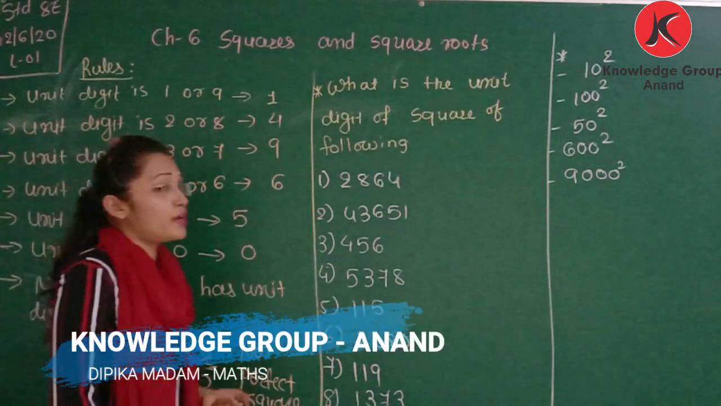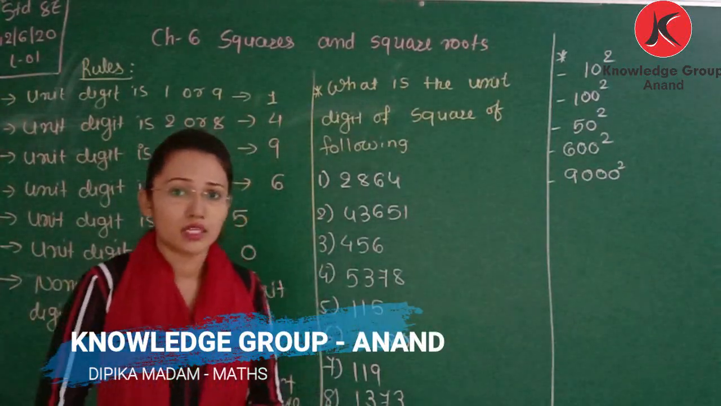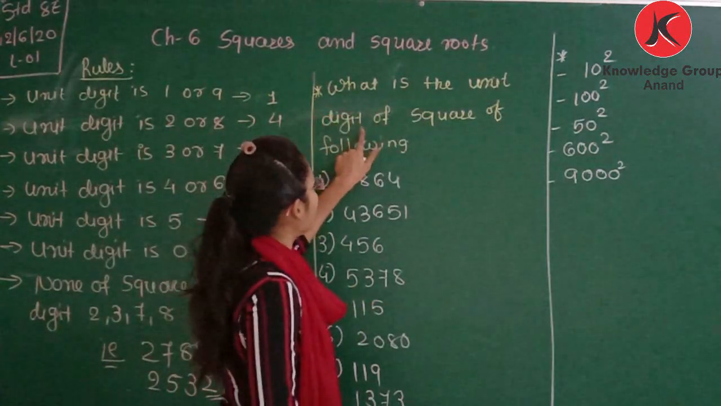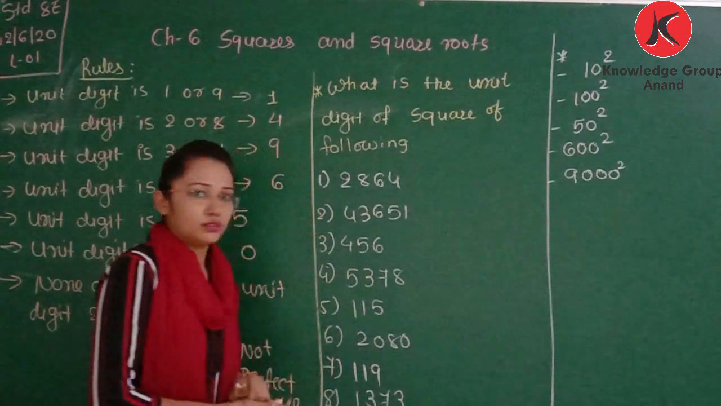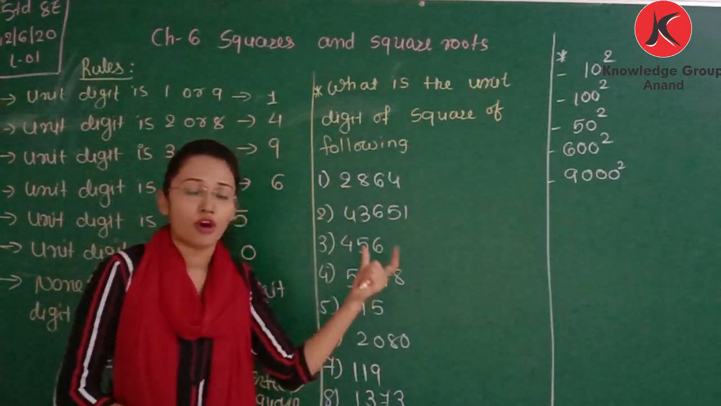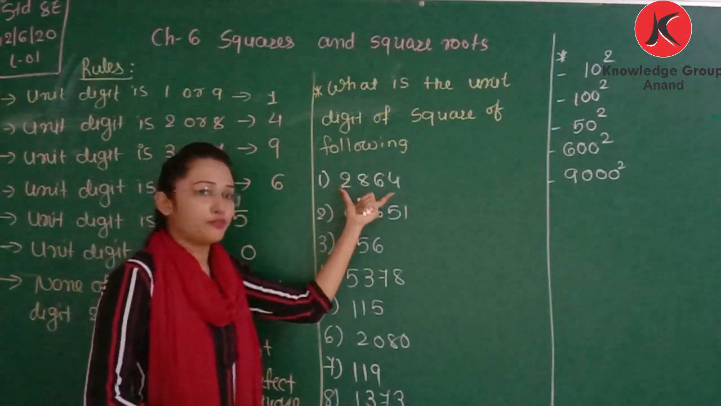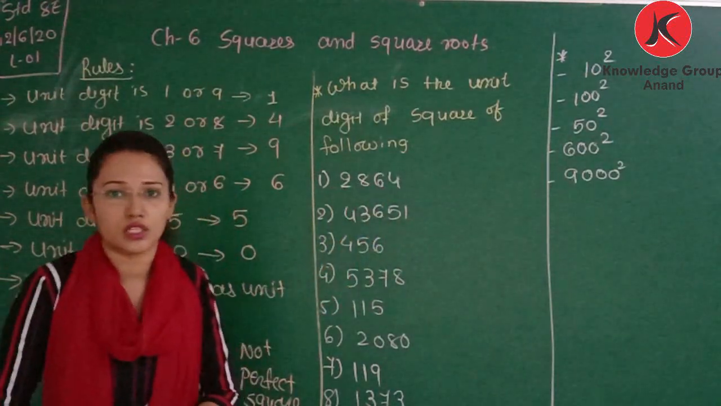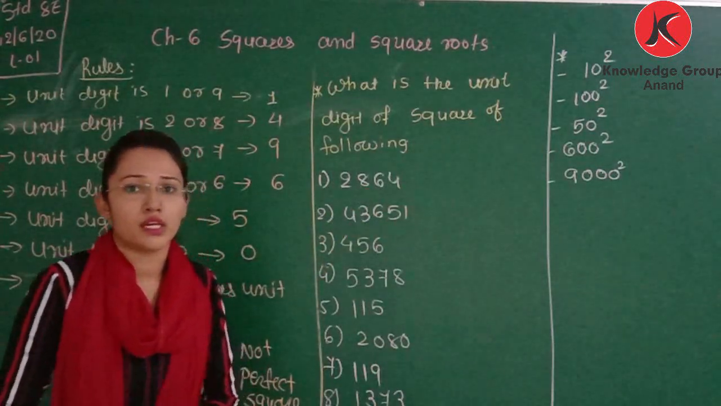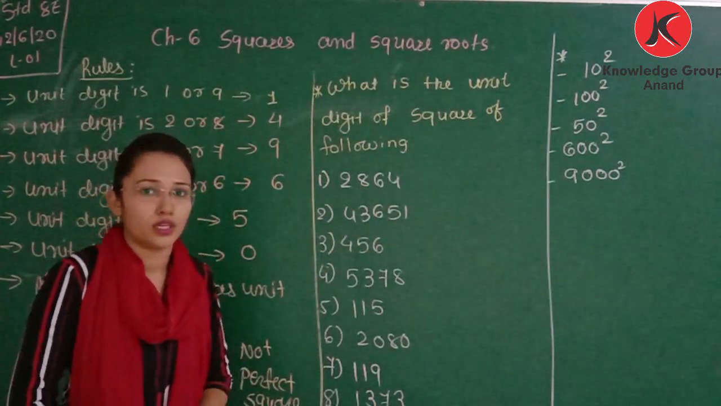Okay. Now, what kind of question can be asked depending on the rules? That is, what is the unit digit of the square of the following? You need to find the unit digit of the square of the following. Means if you find the square of this, then what will be the unit digit? If you multiply 2864 with 2864, what will be the unit digit?